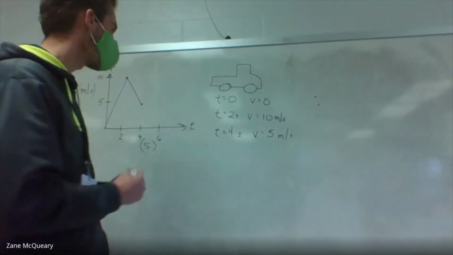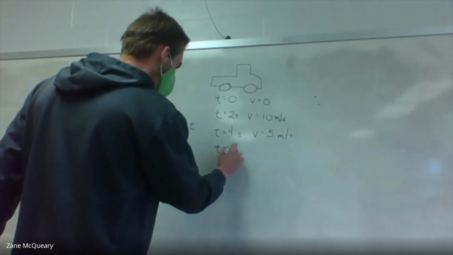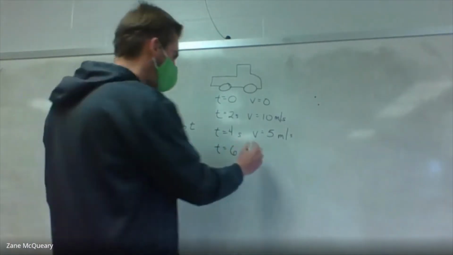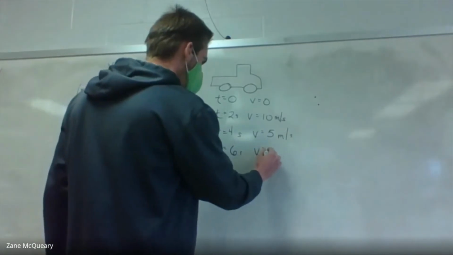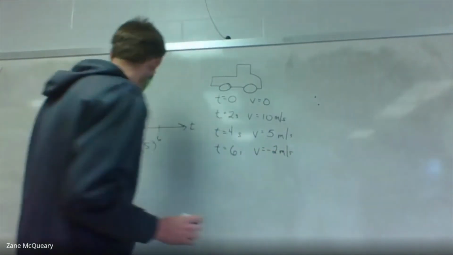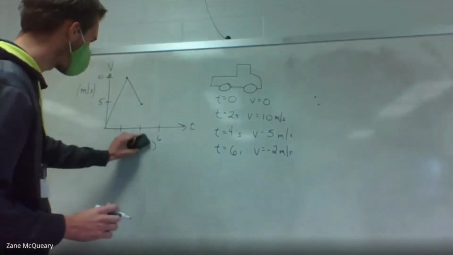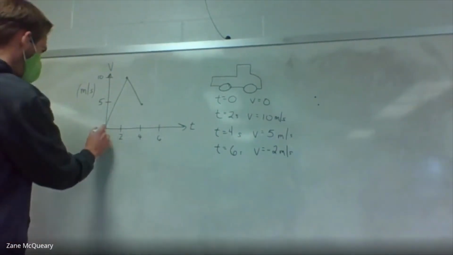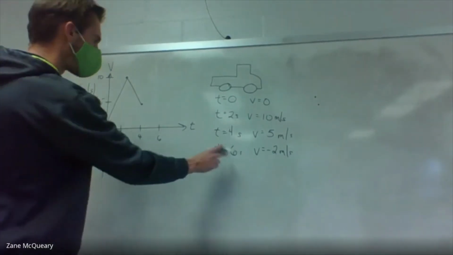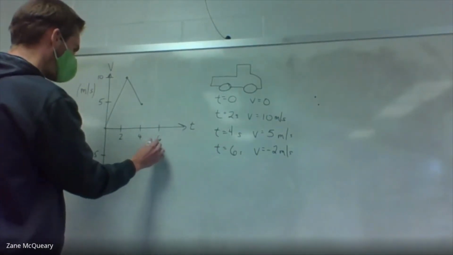We could say maybe at 6 seconds, he decides to turn around. He's going, we'll say, -2 meters per second. Let me change our graph over here, and we'll say, here's -5. At 6 seconds, he's at -2.